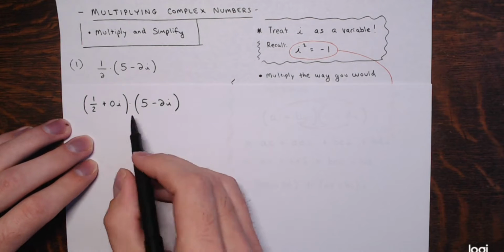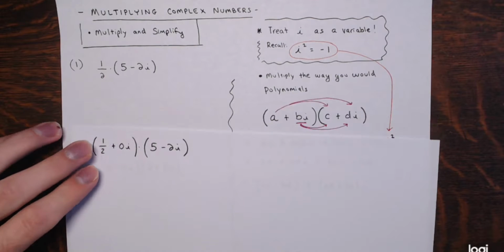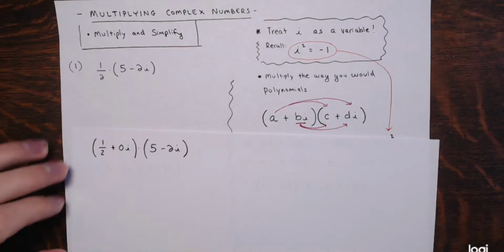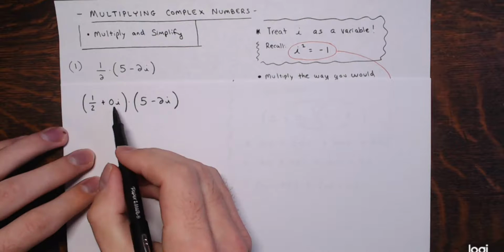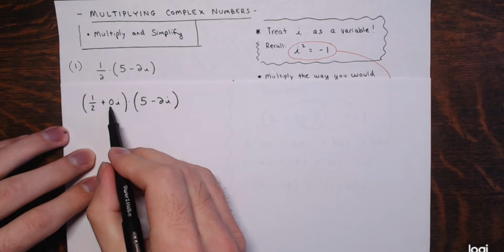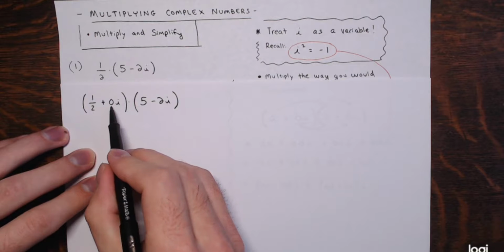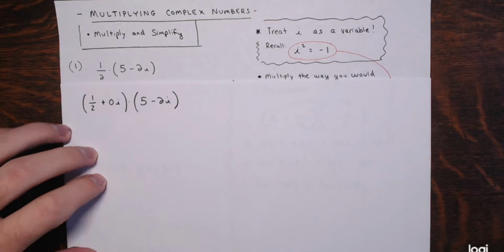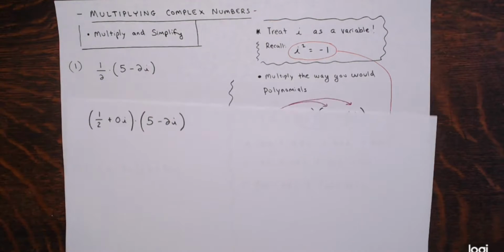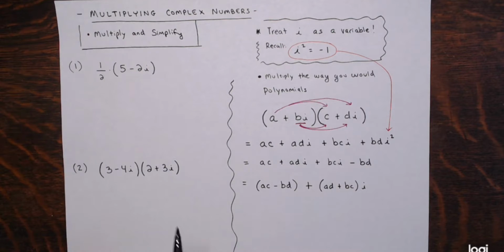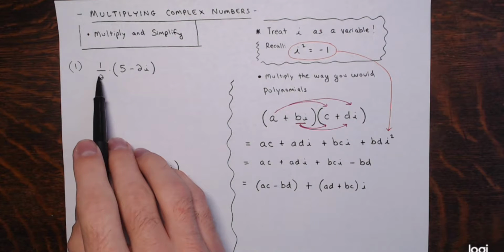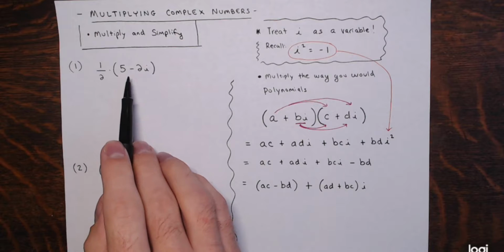And then you could do the foiling if you want. You could do everything I did over here. But this is silly. There's no reason to add 0 to anything. So I'm going to ignore what I just wrote here, but you could if you wanted. All I have here is a single term expression times a two-term expression.